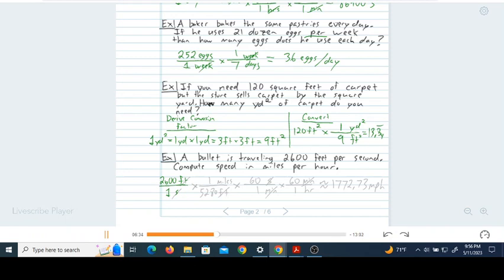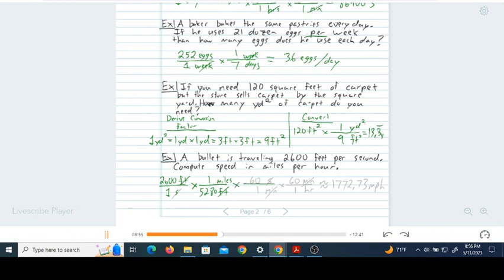And what we want to do is go ahead and start converting. So if we want to go from feet to miles, we'll put feet on the bottom, miles on top. Use the conversion factor, so 1 mile is 5,280 feet. So we're now in miles per second.